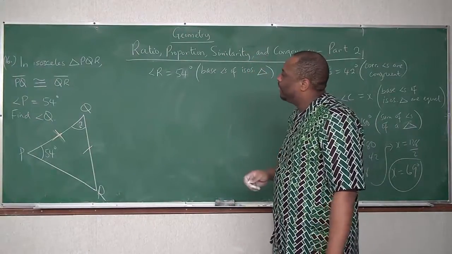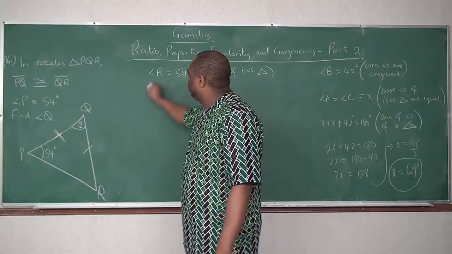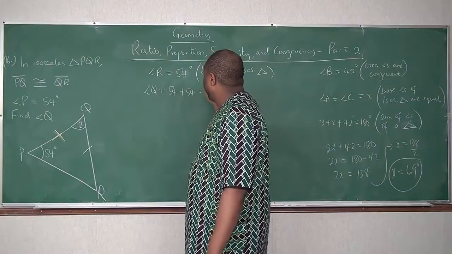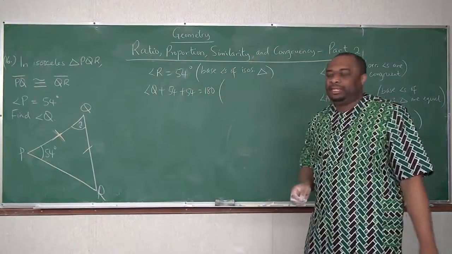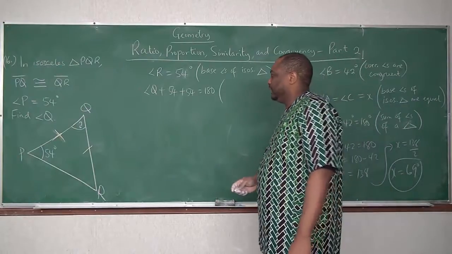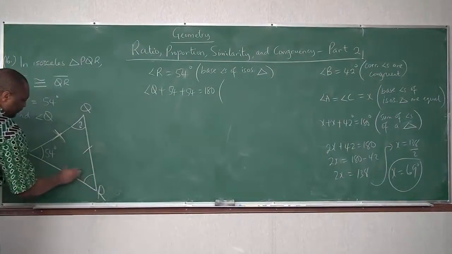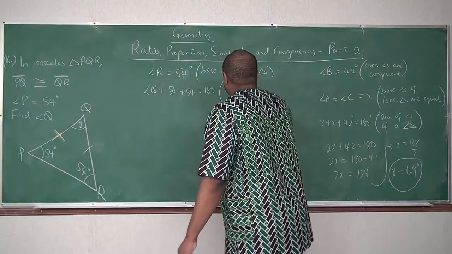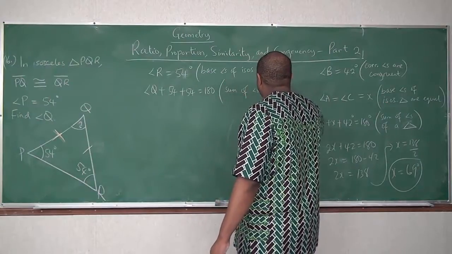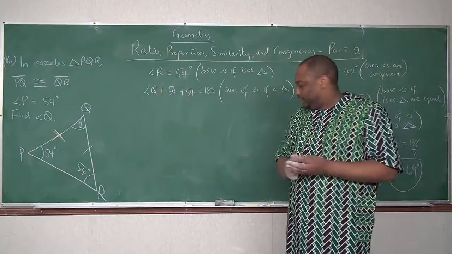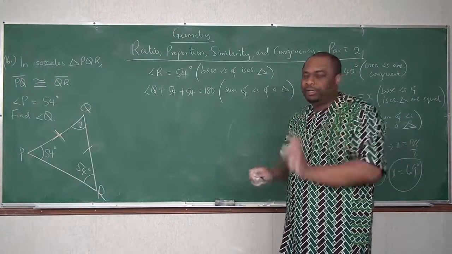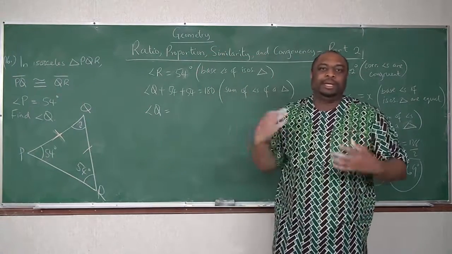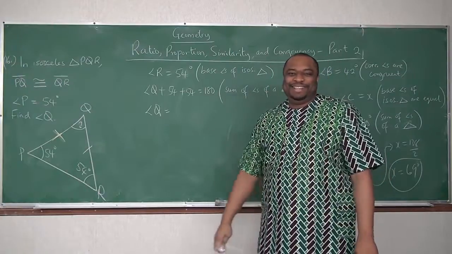So now you have that angle Q plus 54 is what? 180 degrees. Reason, because this now is 54. Reason, sum of angles of a triangle. You have to know these reasons. For each one, you give me a reason. And that is not for ACT, but for you to know why you are doing it. I want it.